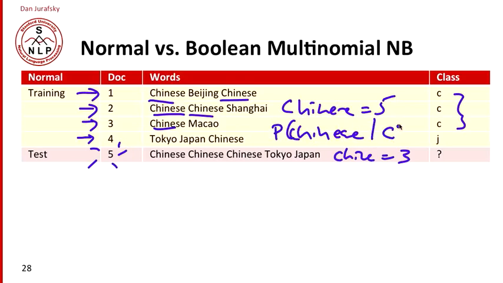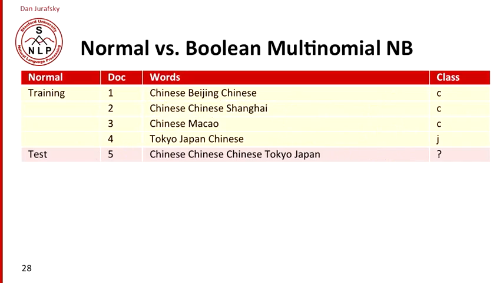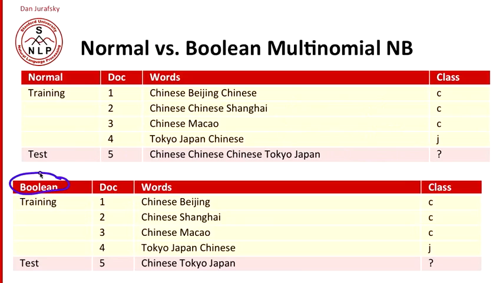given document class C. But in the Boolean format, we're simply going to pre-process the documents to remove all multiple copies of a word. Here's our Boolean version now. So you'll notice that there's only 1 copy of the word Chinese in document 1, 1 copy in document 2, 1 copy in document 3. So now our counts in the C class in training for Chinese, the count of Chinese.